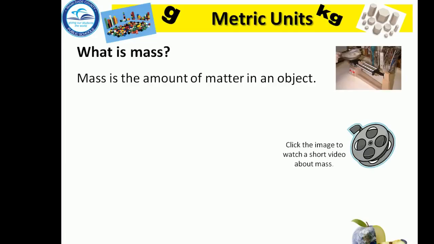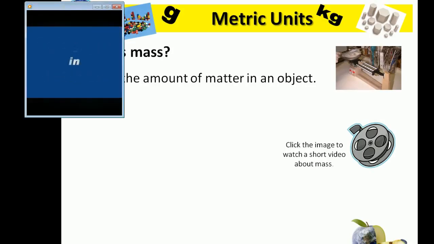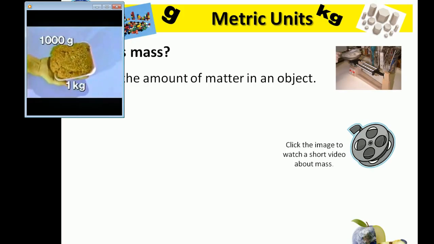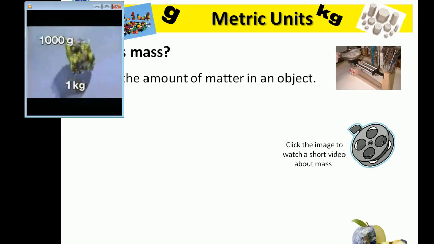So what is mass? Mass is the amount of matter that is in an object. So it's not just your weight, it's how much is actually stuffed into that space. 1,000 grams? This package of ground beef is 1 kilogram. Remember, there are exactly 1,000 grams in 1 kilogram.